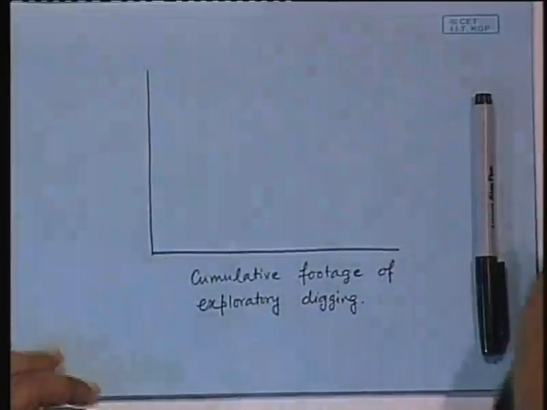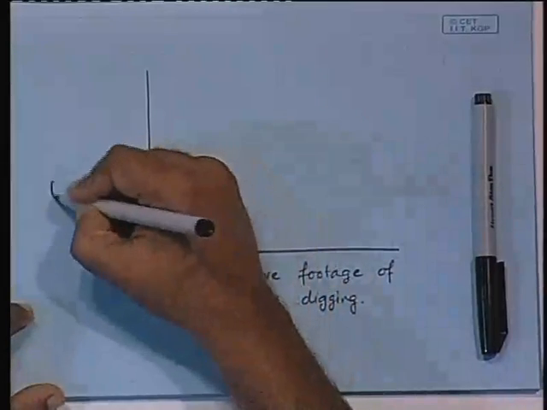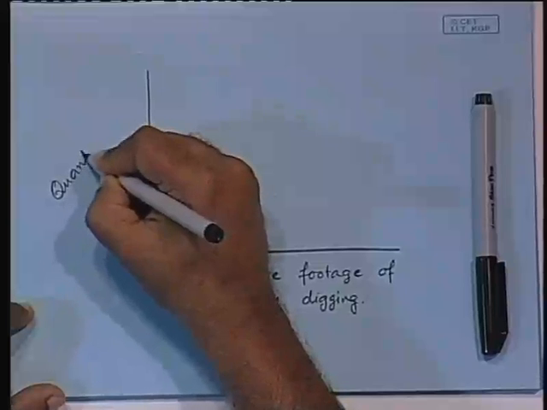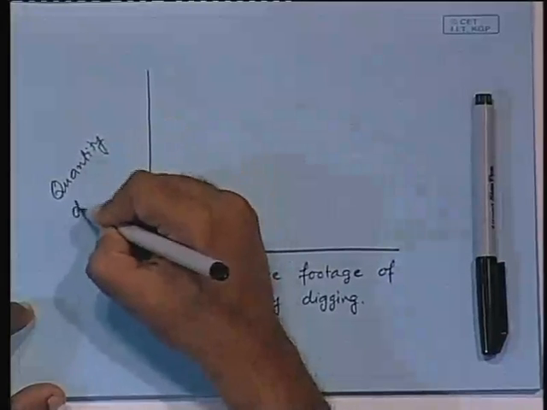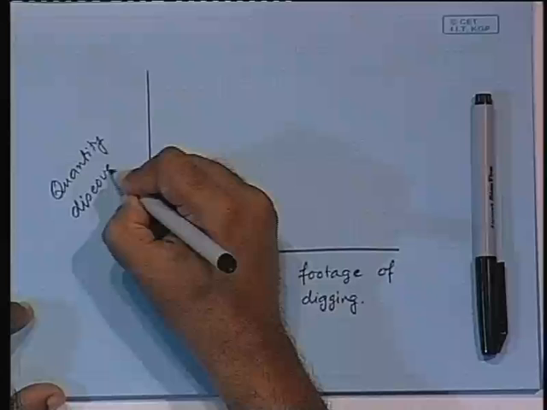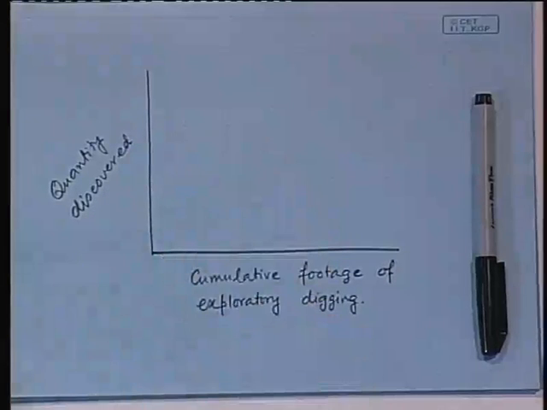And in the y-axis, we plot the quantity discovered. So how much you have discovered? What should be logically the shape of this curve? S curve? Wait, let's logically work it out.